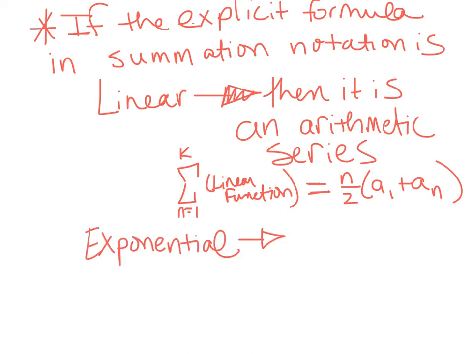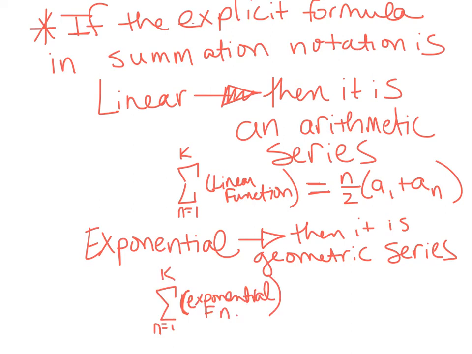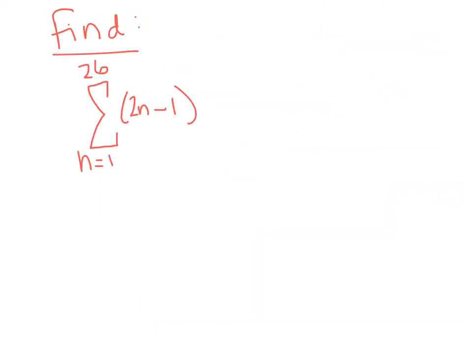If the function in the summation notation is exponential, then it's a geometric series. So if you've got the summation and you recognize an exponential function, then it's going to be a geometric series, which has its own summation formula for a finite geometric series, which we will look a little bit more deeply at, but for now it's a sub 1 times 1 minus r to the n over 1 minus r.